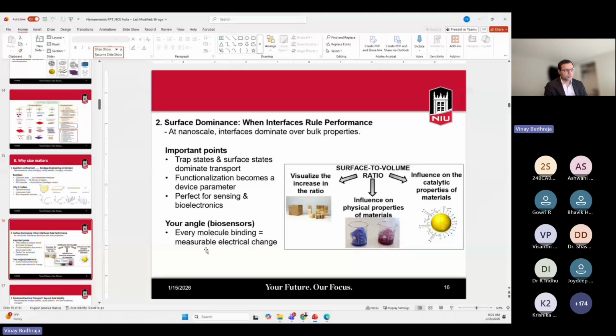The surface to volume ratio changes with respect to the nanomaterial, and that influences the physical properties and the catalytic properties of the material. It visualizes the increase in the ratio, and that controls the device operations.